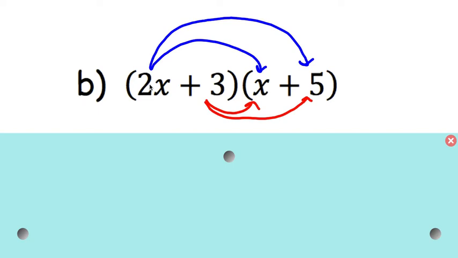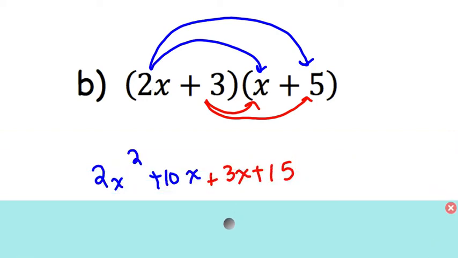And then we have 3 times x is 3x, and 3 times 5 is 15. So let me slide this down here now, and I'll say it again. 2x times x is 2x squared, that's my first term. 2x times 5 is 10x, that's my second term. 3 times x is 3x, that's my third term. And 3 times 5 is 15, that's my last term.